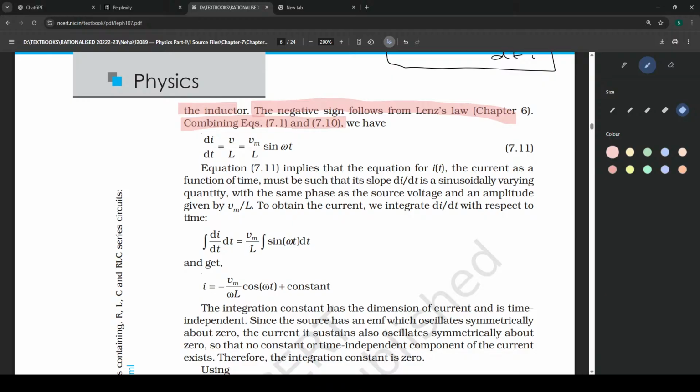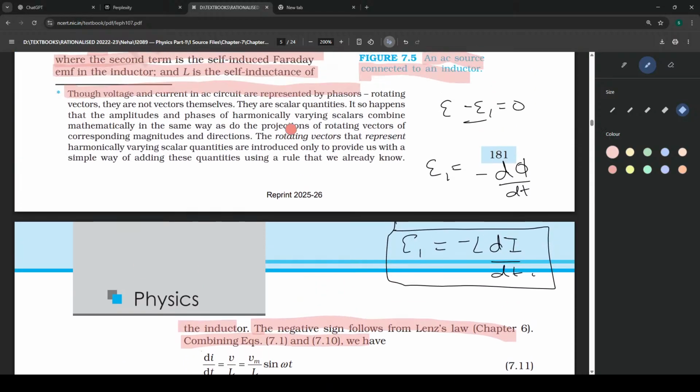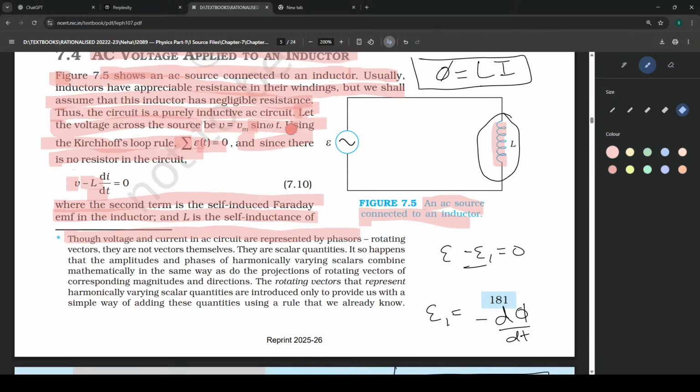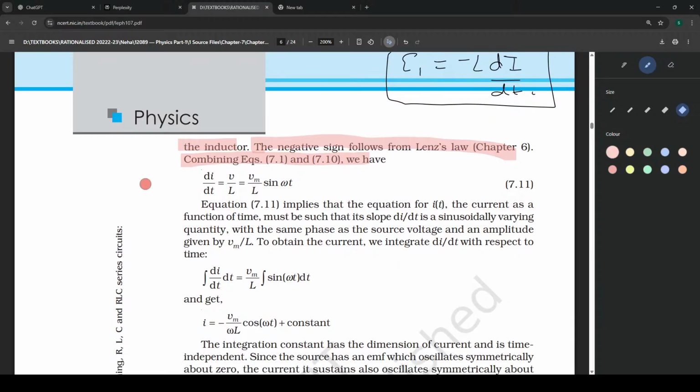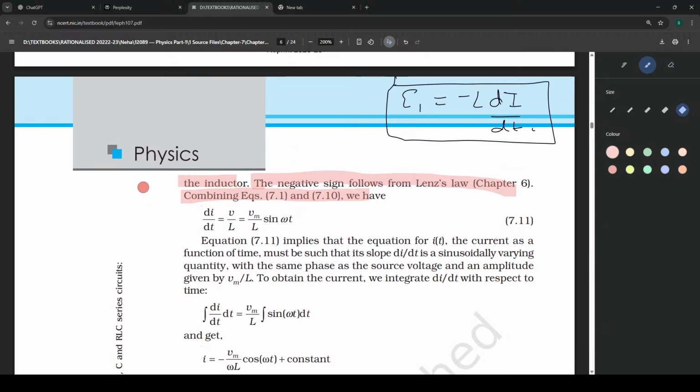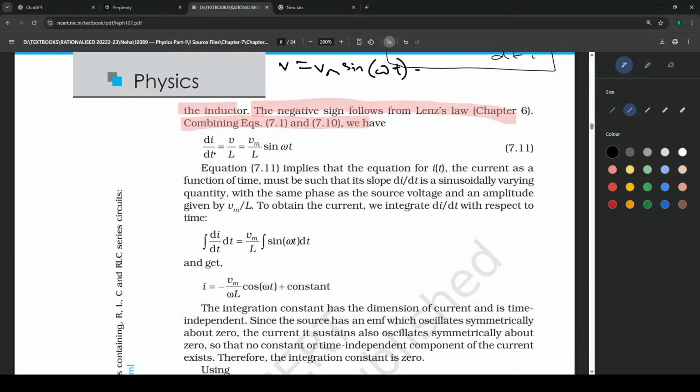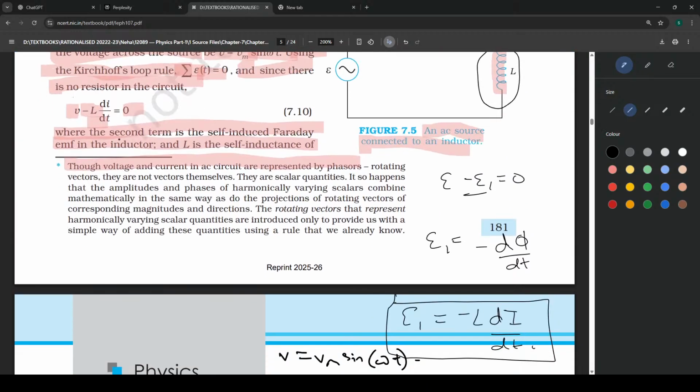Now combining equation 7.1 and 7.10. I mean this equation, this is 7.10 and 7.1. Okay, 7.1 basically is this equation where V, which is equals to Vm sine omega t. This value, we basically shifted this side. Now we wrote it as V by L.